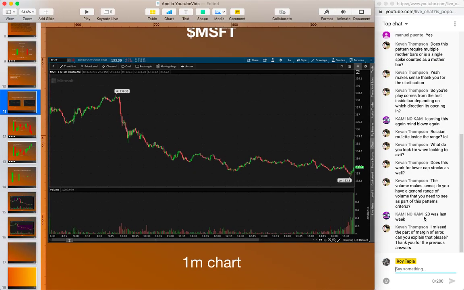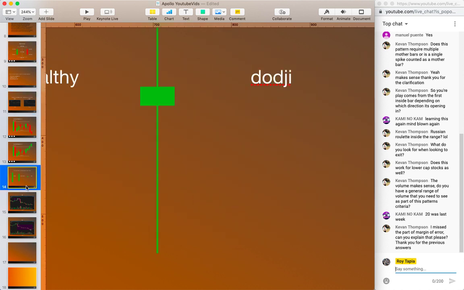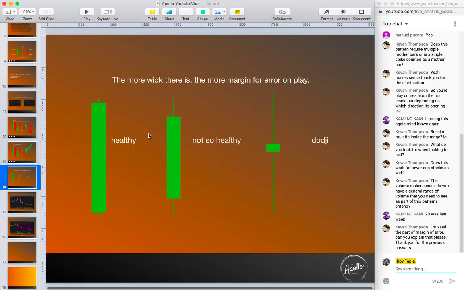Thank you, Cameron. I missed the part about margin of error. Can you explain that, please? Oh yeah, no problem, Kevin. So margin of error: the more of a wick on the bar, the more error margin. The reason I say this is because when it comes to price action strategies, you really have to think in terms of supply and demand, like a constant battle between buyers and sellers.